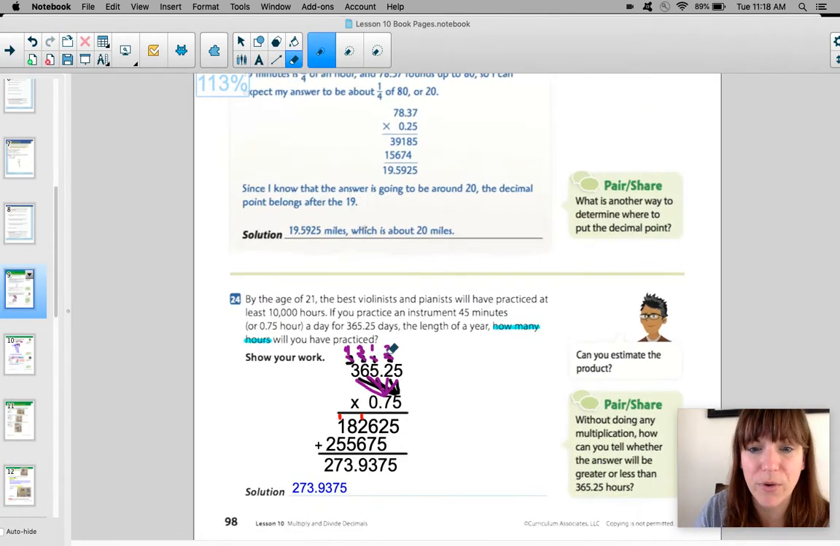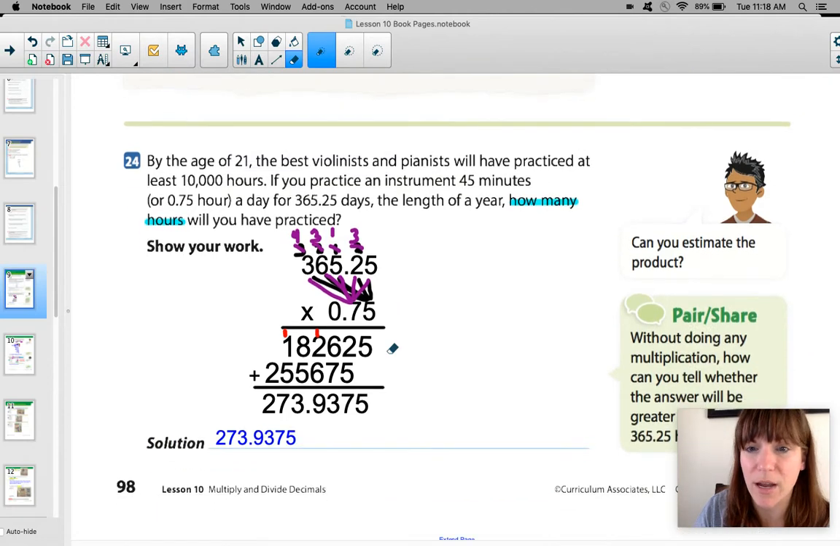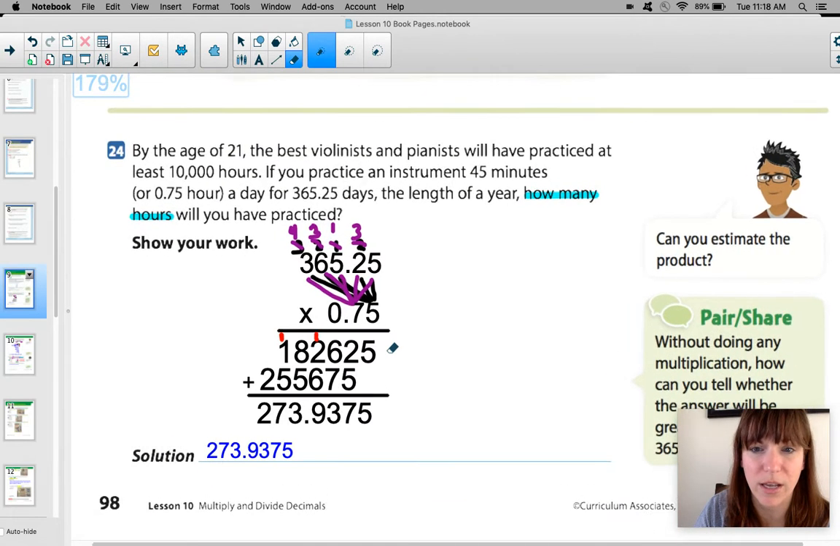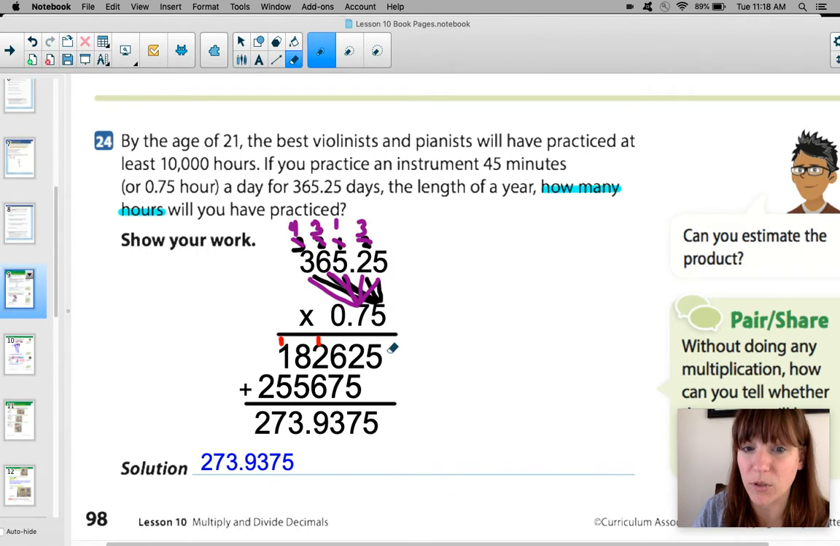So for number 24, I have some highlighting going on here to help us figure out why we are multiplying. We're multiplying in this case because it's asking at the end how many hours total you have practiced after a given amount of time, 365 and a quarter days, and each day you're doing 3/4 of an hour. So that idea of each day you're doing a little bit of practice, how many hours after all of that time goes by will you have practiced? That is a multiplication question.